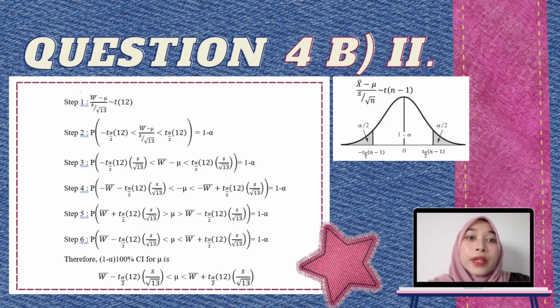So this is the final answer for the 1 minus alpha times 100% confidence interval formula for mu: W bar minus T alpha over 2 with 12 degrees of freedom times S over square root of 13 is less than mu, which is less than W bar plus T alpha over 2 with 12 degrees of freedom times S over square root of 13.